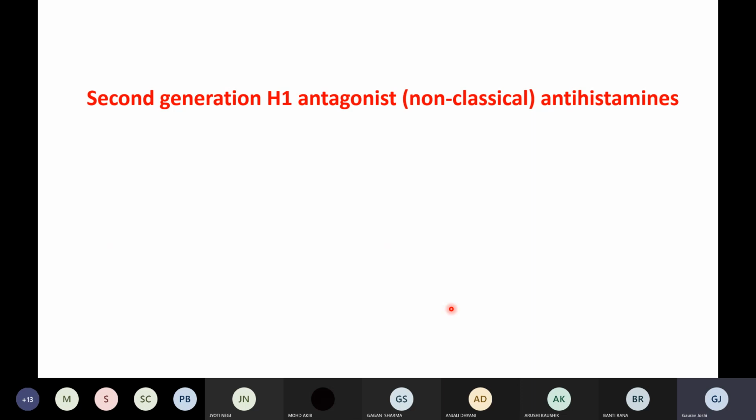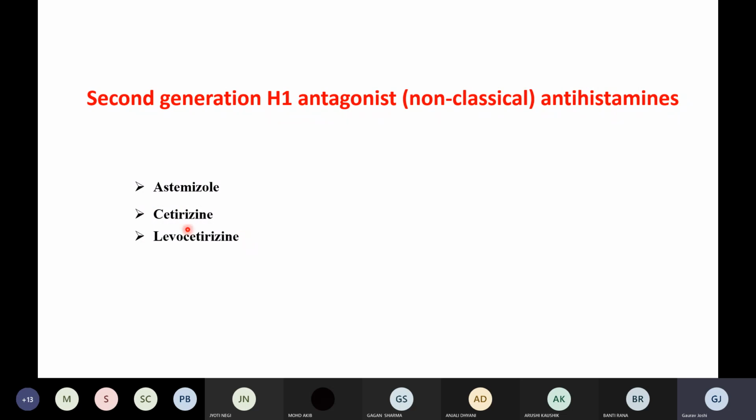Now, in the next class, we'll be dealing with the second generation H1 antagonists, right? In the first class, we discussed that we basically have two types of H1 antagonists, the classical and the non-classical. We also talked about the first generation and the second generation, right? So we'll be dealing with the second generation now. In your syllabus, there are three drugs: astemizole, which has now been withdrawn from the market, right? Then we'll be discussing cetirizine and levocetirizine, right?